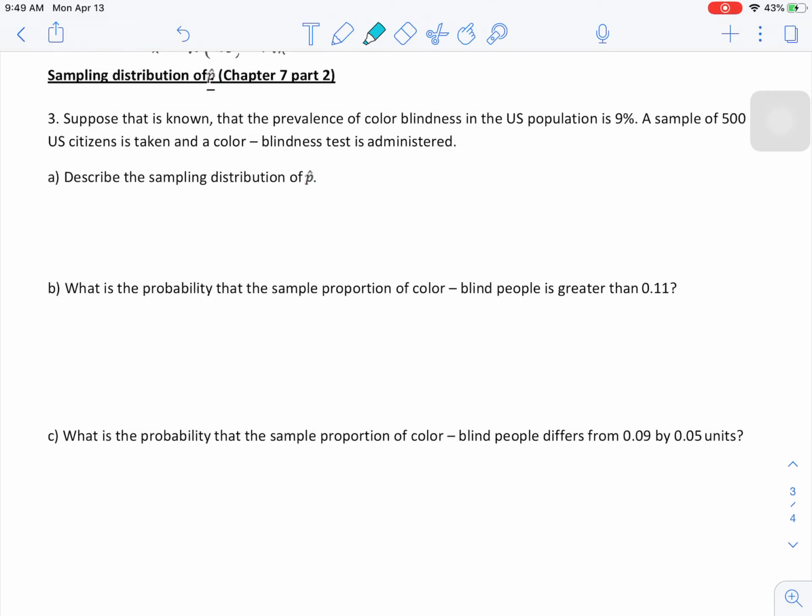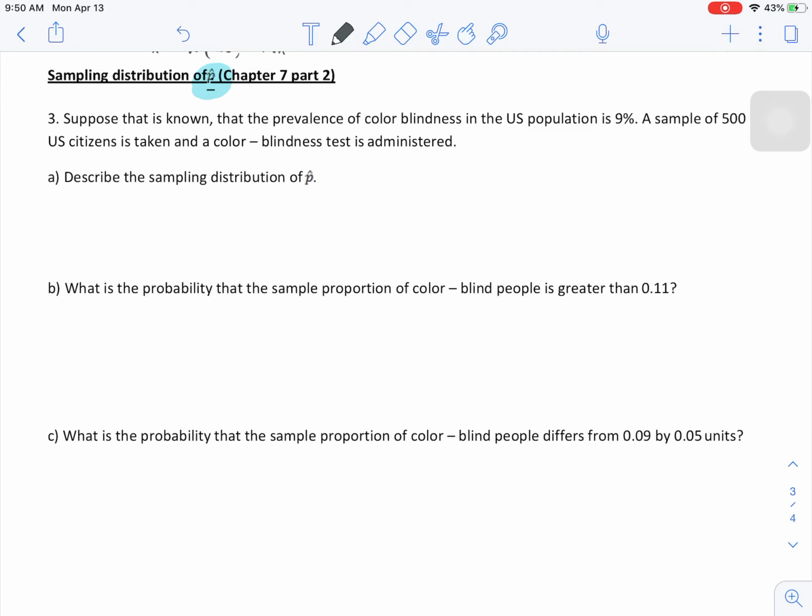In this section of the worksheet, we're dealing with a slightly different measurement. We're dealing with the sample proportion, whereas before we were dealing with the sample mean. As a reminder, the sample proportion, for example, is the fraction of vegetarians in my 1220 class. That's a sample proportion.